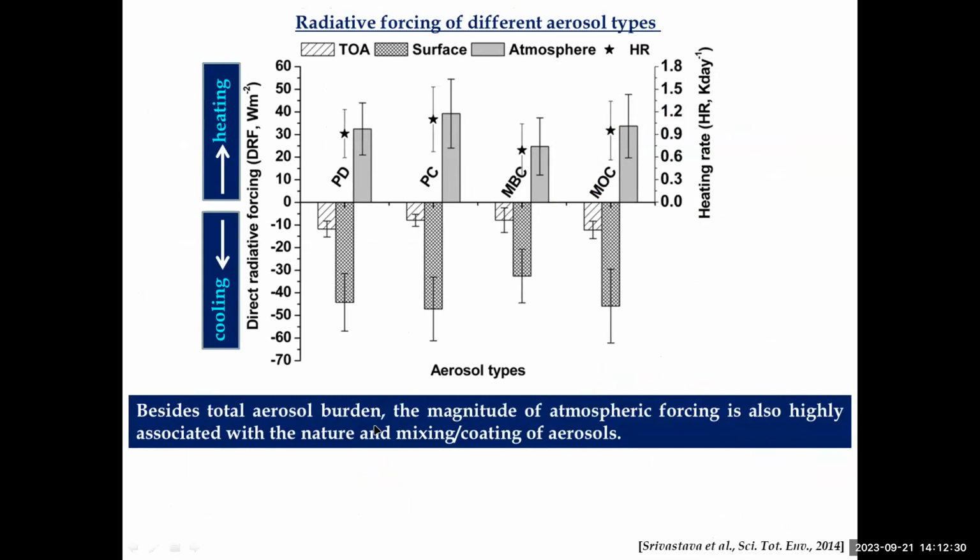atmospheric forcing as compared to the other particles, which could be due to mixing or coating of aerosol, because it is not pure BC. It is a mixed kind of BC. So there is a possibility of this black carbon mixing with sulfate or dust. That's why it is showing relatively lesser heating as compared to other aerosols.